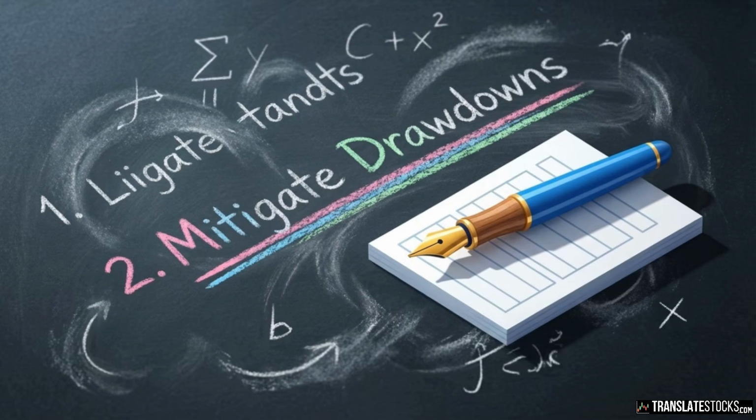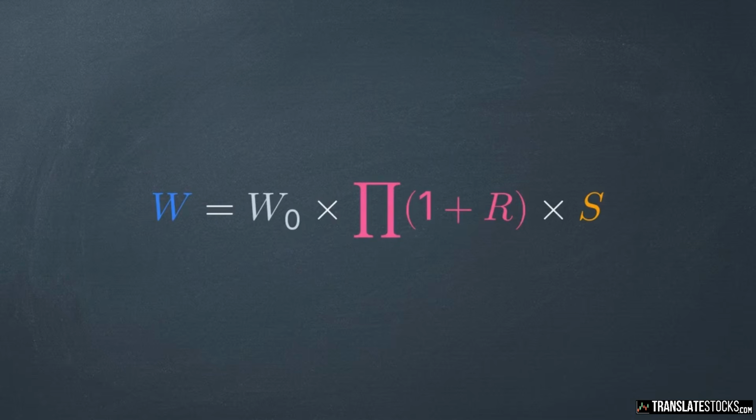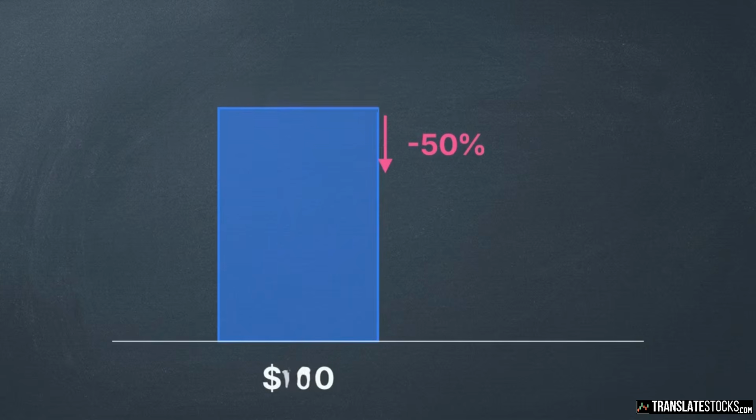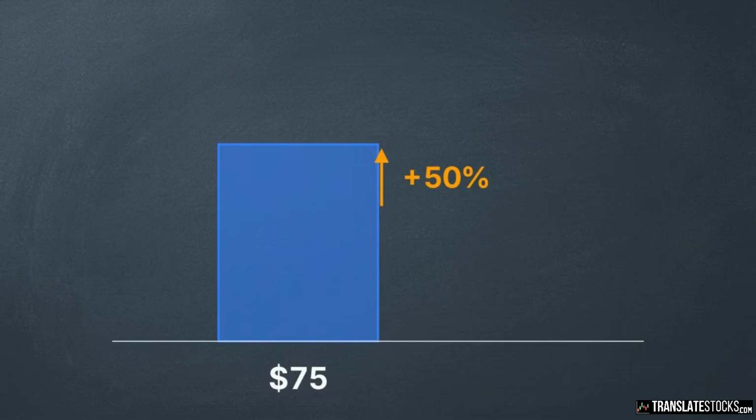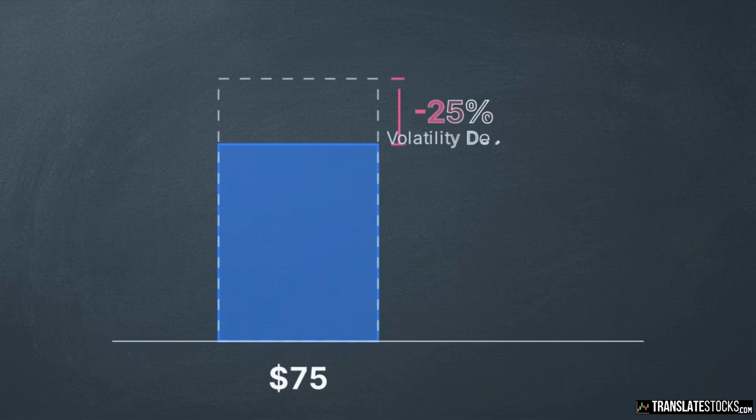Next, write down Step 2. Manage volatility before optimizing returns. The pi symbol means returns are multiplied across time, creating path dependence. Volatility is destructive. A 50% loss on $100 leaves $50. A subsequent 50% gain only reaches $75. You are still down 25%.